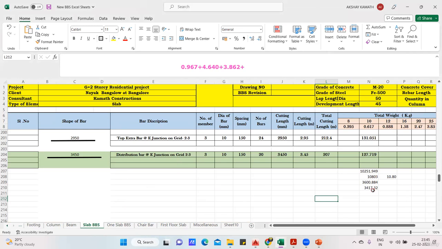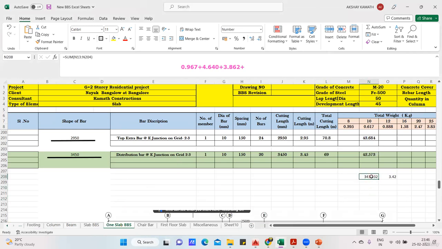So per floor, we were getting 3,417. If you see here, 3,417 kg of steel is required, almost 3 tons, 3.242 tons of steel per floor. So ours is a G+2 structure. I require this in the first floor, in the second floor also I require the same thing, and in the roof also I'll require the same thing. So I'll just multiply this by 3.